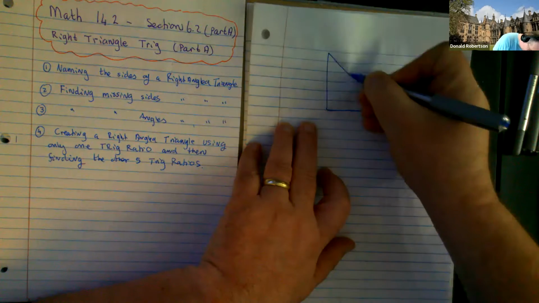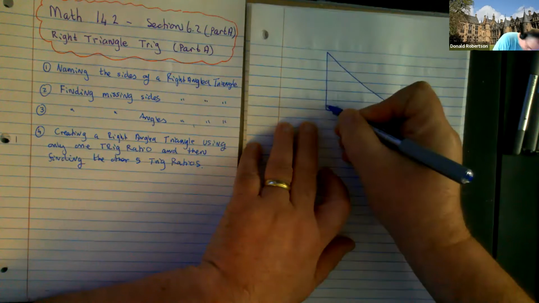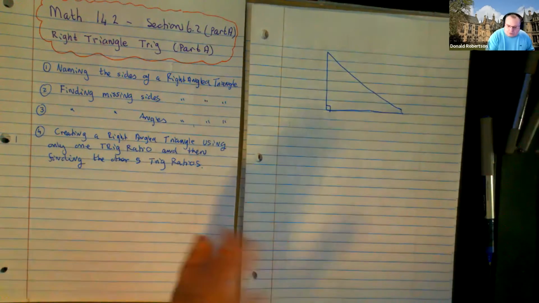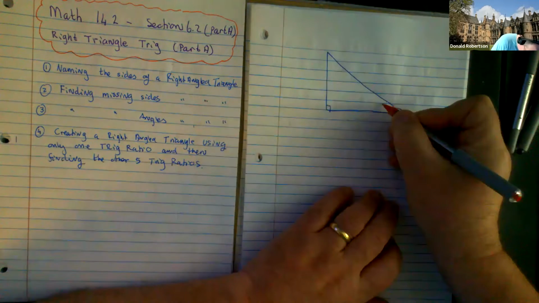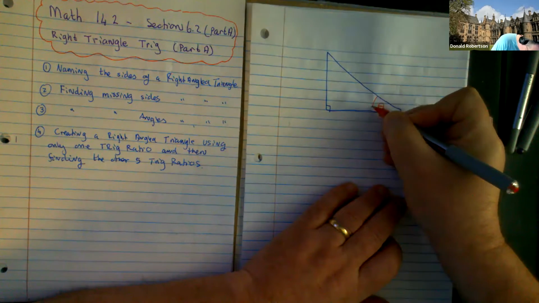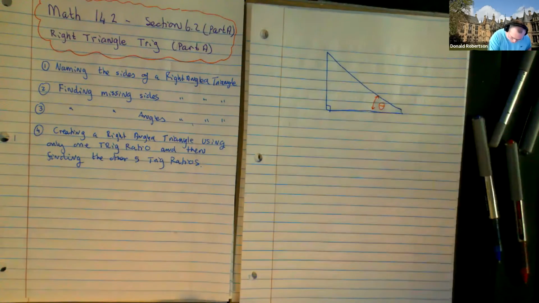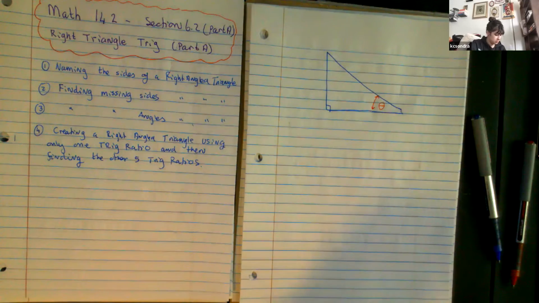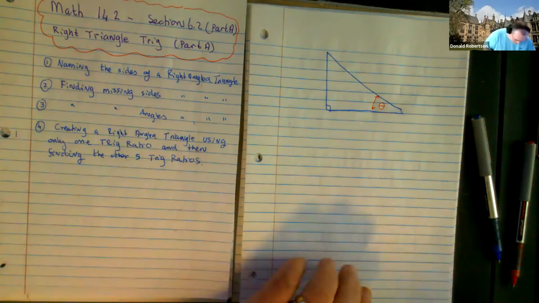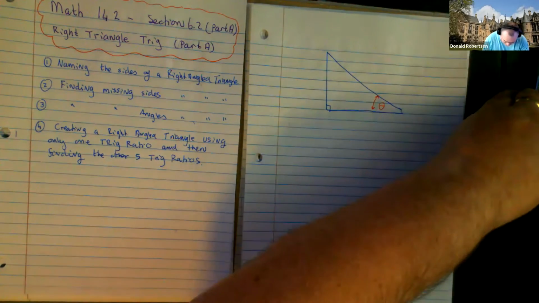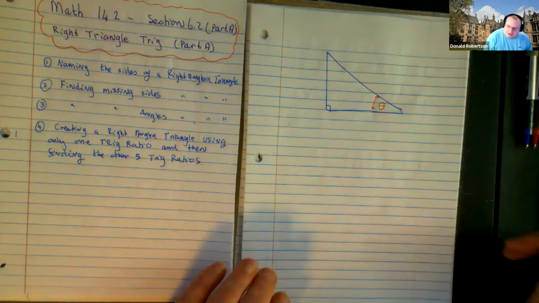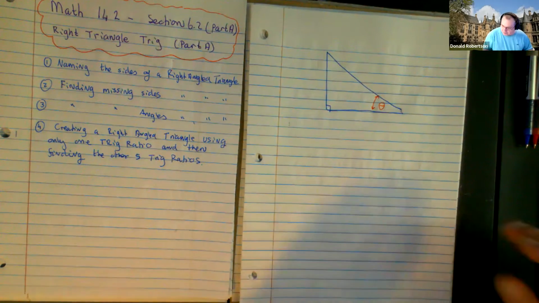So basically a recap. That's what a right-angled triangle looks like. It's got a corner, it's got a right angle. There's an angle over here, the angle of interest. In this case, it's the bottom right-hand corner. And once you have this, you can then name the other sides. One's called the opposite, one's called the adjacent, and the third one is called the hypotenuse.